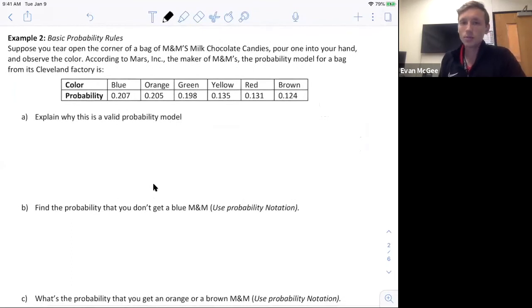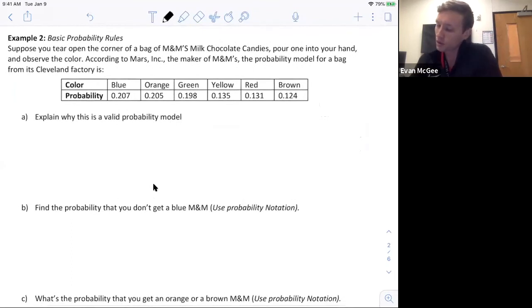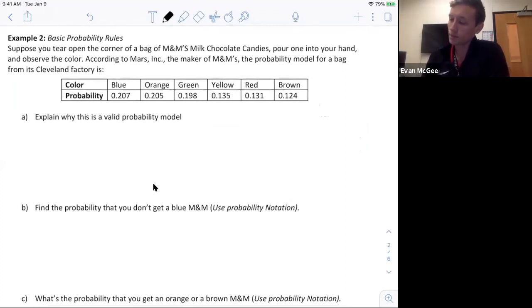Suppose you tear open the corner of a bag of M&M's milk chocolate candies. Pour one into your hand and observe the color. According to Mars Inc., the maker of M&M's, the probability model for a bag from its Cleveland factory is shown below. So this is what I was talking about earlier. Probability models are generally written in tables where you've got the outcome and you have its probability listed below. Explain why this is a valid probability model.